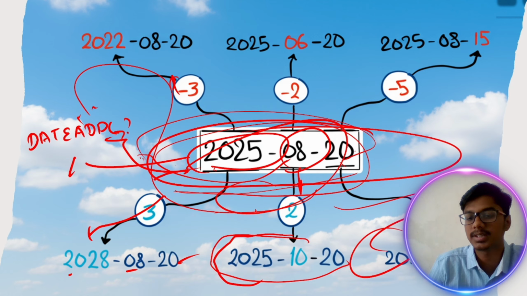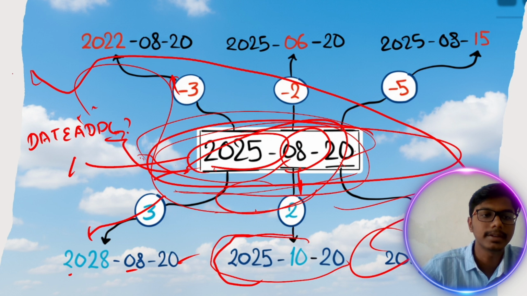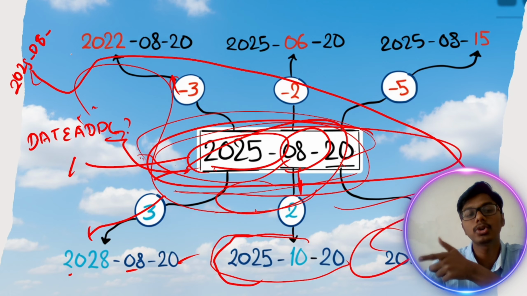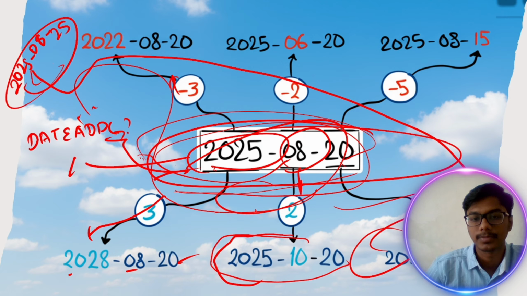2025. The output should be 2025-08-25, I think, right? If you add 5 more days, the date should be 25. So that's the output, right?